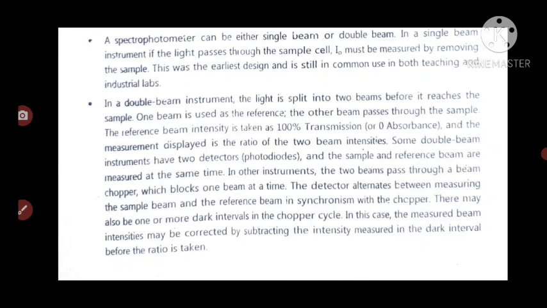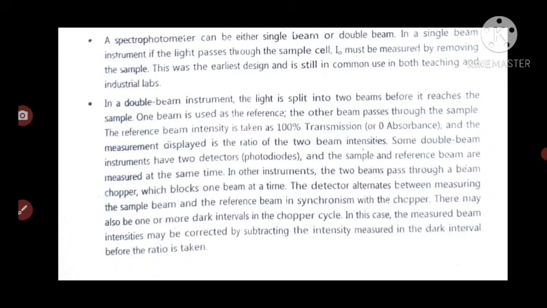In a double beam instrument, the light is split into two beams before it reaches the sample. One of the beams is used as a reference, and the other beam passes through the sample. The intensity of the beam from the reference is taken as 100% transmission, that is zero absorbance, and the display measurement is the ratio of the two beam intensities.